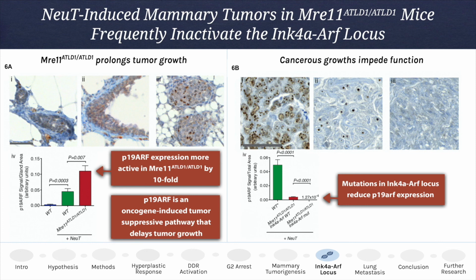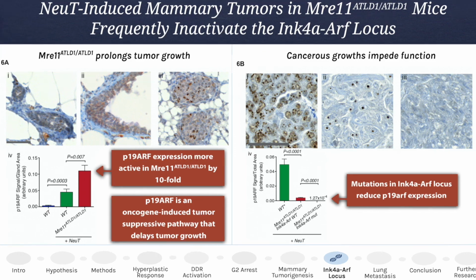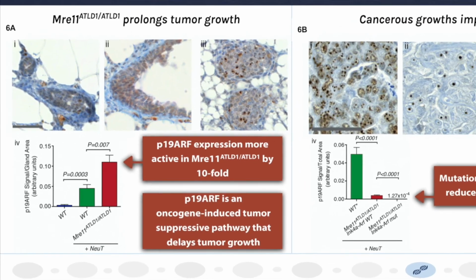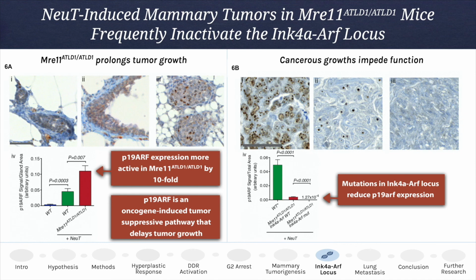In order to quantify why, scientists studied P19ARF expression, which is an established oncogene-induced tumor suppressive pathway that delays growth. In wild-type, NUT-expressing and Mre11 mutated mammary gland cells were tested for P19ARF expression, and it was discovered that P19ARF was more active in Mre11 mutated glands than wild-type mammary glands by tenfold. Interestingly, NUT expression levels between the wild-type and Mre11 mutated cells were not responsible for the differences in P19ARF expression, and P53 expression levels were also relatively the same.